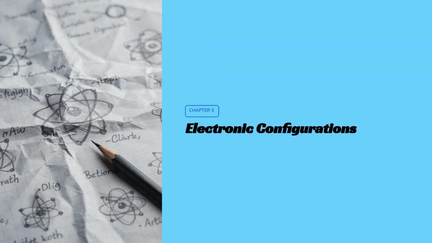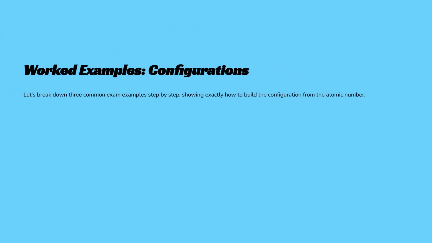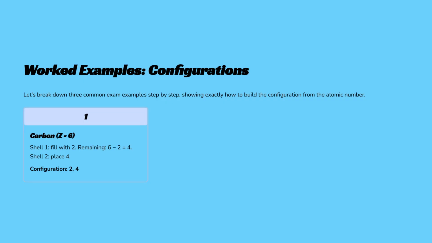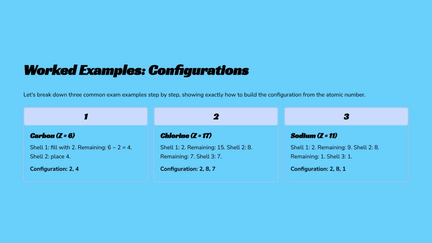Chapter 3 covers electronic configurations. Electronic configurations show the number of electrons in each shell, separated by commas. This table shows the configurations for the first 20 elements. To build the configuration for carbon, Z equals 6, it's 2, 4. For chlorine, Z equals 17, it's 2, 8, 7. For sodium, Z equals 11, it's 2, 8, 1.